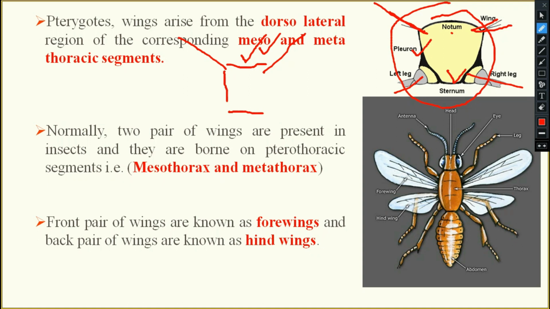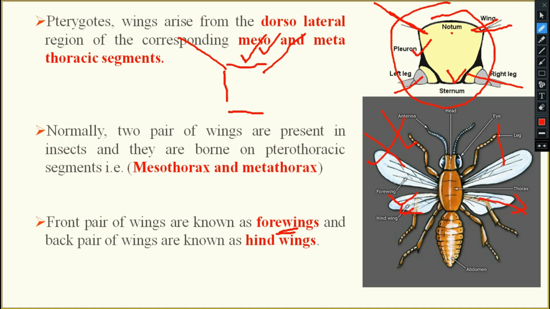In general, how many wings are there in the adult stage of insect? Two pairs. Which segments? Meso and metathorax. Mesothoracic wings are known as which wings? These wings, this one and this one, are known as anterior wings, or fore wings, just like your forelegs. This is known as foreleg, this is known as forewings. And the metathoracic wings will be known as what? Your hind wings. Clear?